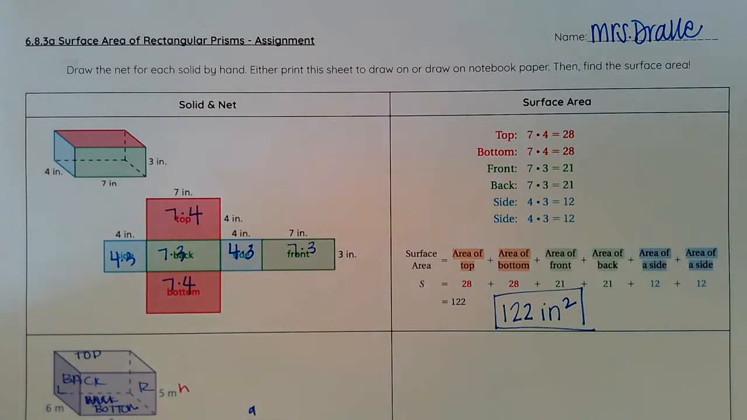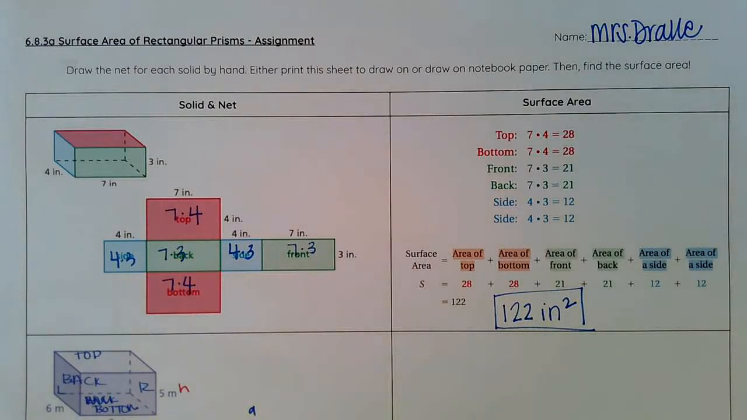So the first step is always to take a look at our figure and determine what our figure is. We already know today it's rectangular prisms. So then we draw our net. We unfold our 3D figure into that blueprint. It's called a net, as we know.